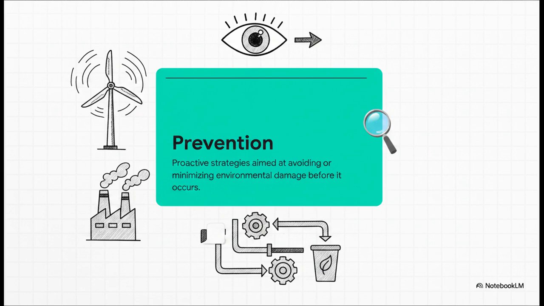First up, the Holy Grail, environmental prevention. This is our forward-looking approach. Instead of rushing in with a mop after the spill, prevention focuses on identifying risks way in advance. We're talking about adopting cleaner production technologies, using renewable energy, or designing zero-waste systems from day one. Stopping harm at the source is, for sure, always going to be more effective, way less costly, and significantly more sustainable than trying to piece a degraded ecosystem back together later.